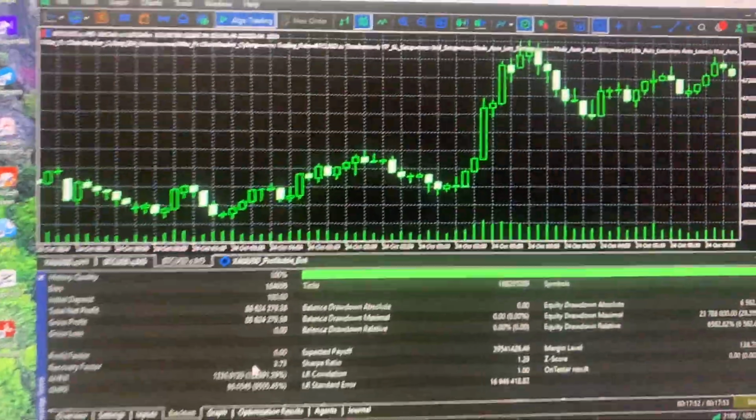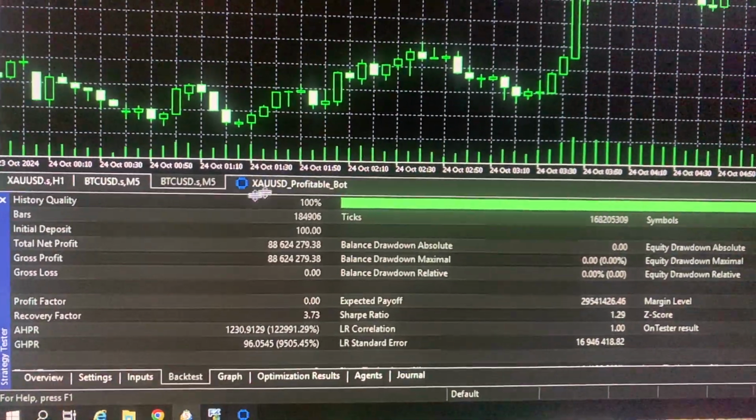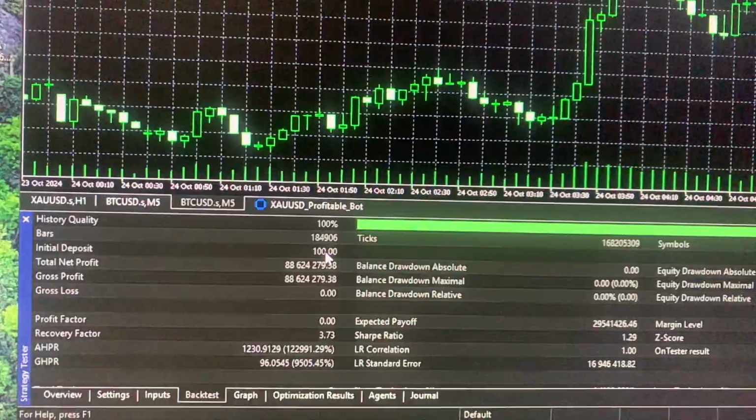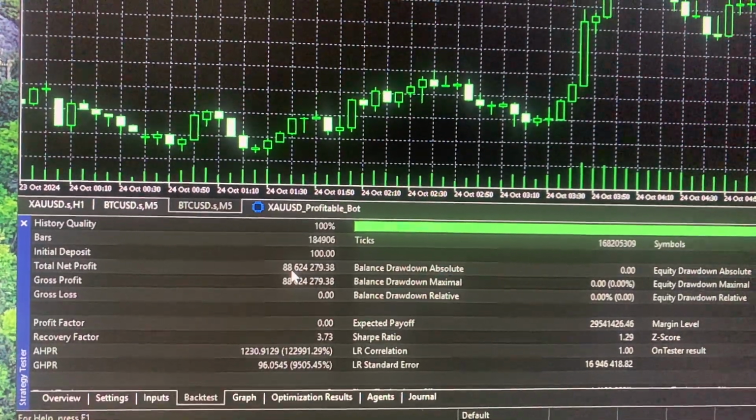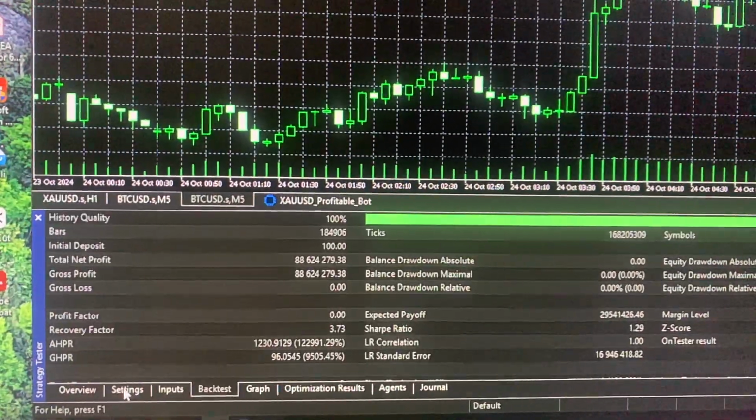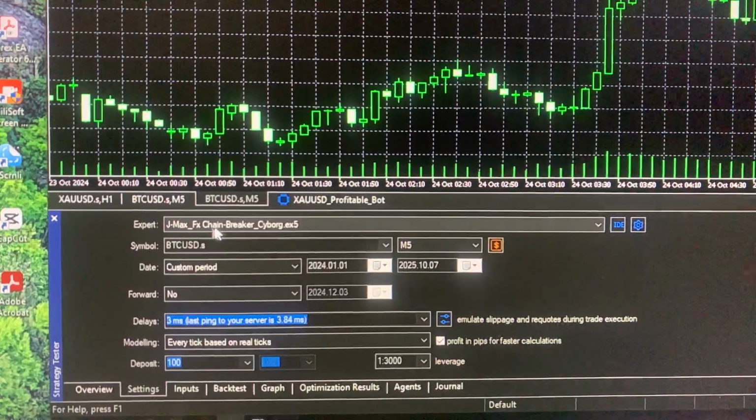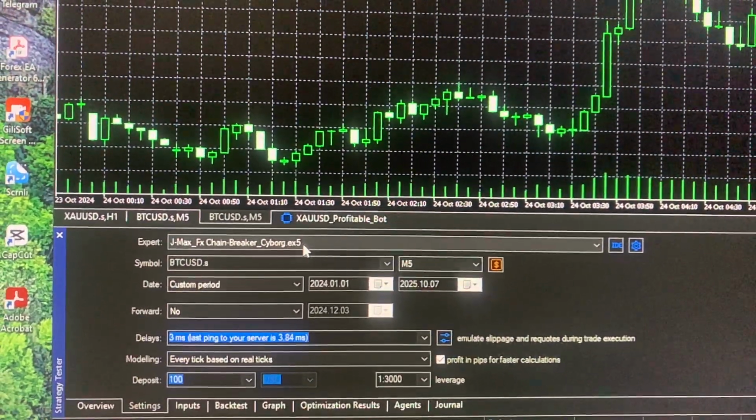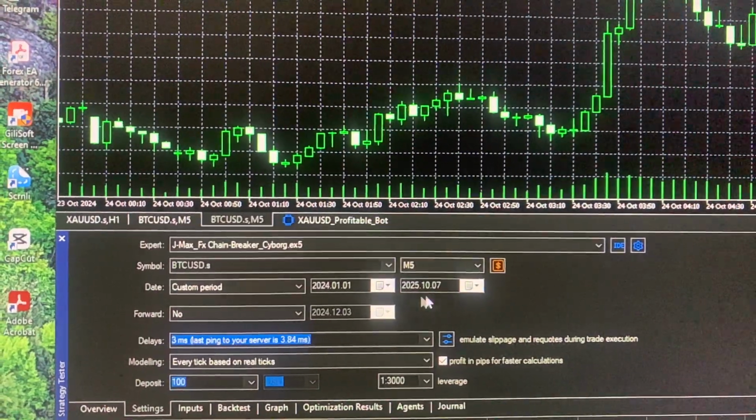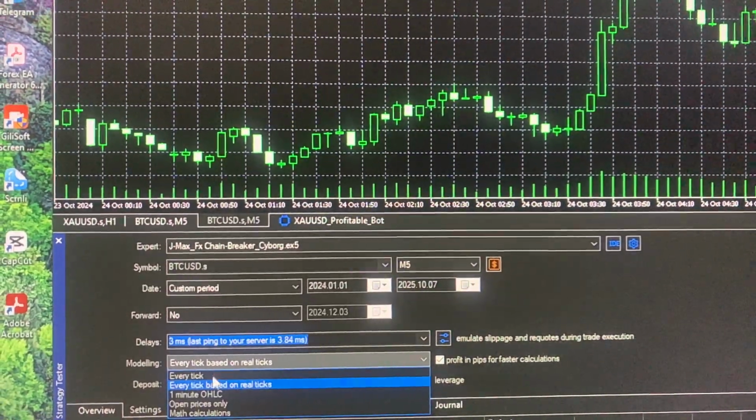You're going to see the back test. You see that the initial deposit was $100, and this is 1 year 8 months. Let me go to the settings so that you see everything. It's Bitcoin. There's the EA and the Bitcoin, and then there's a time frame, and this is real tick based on real tick.